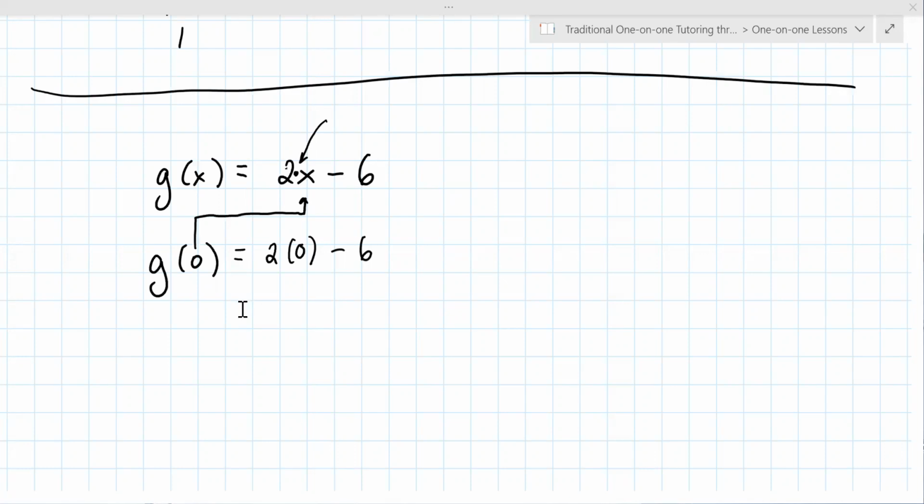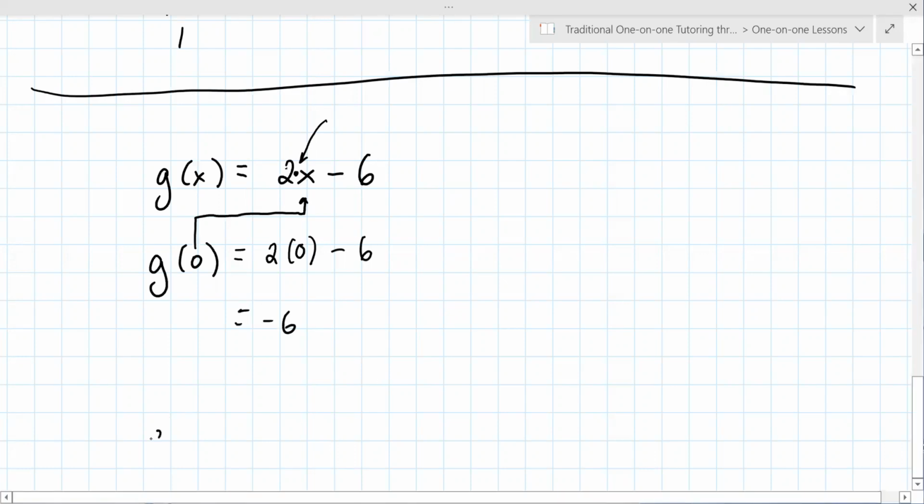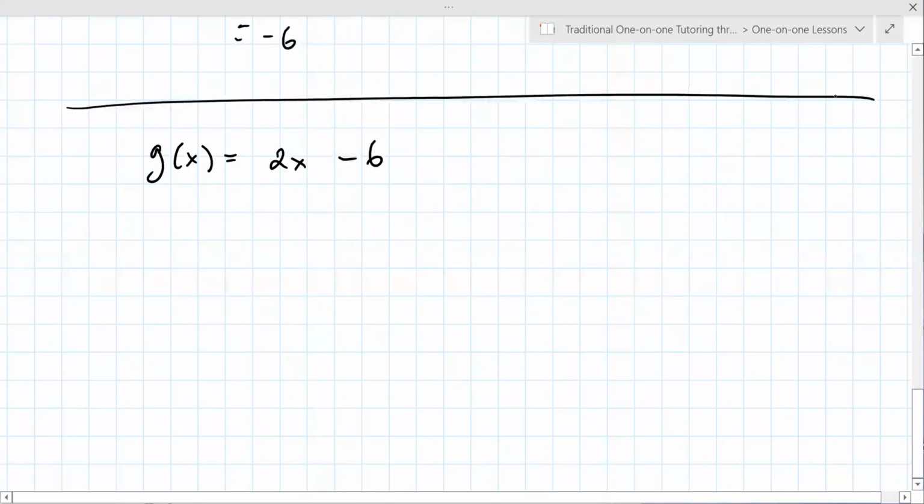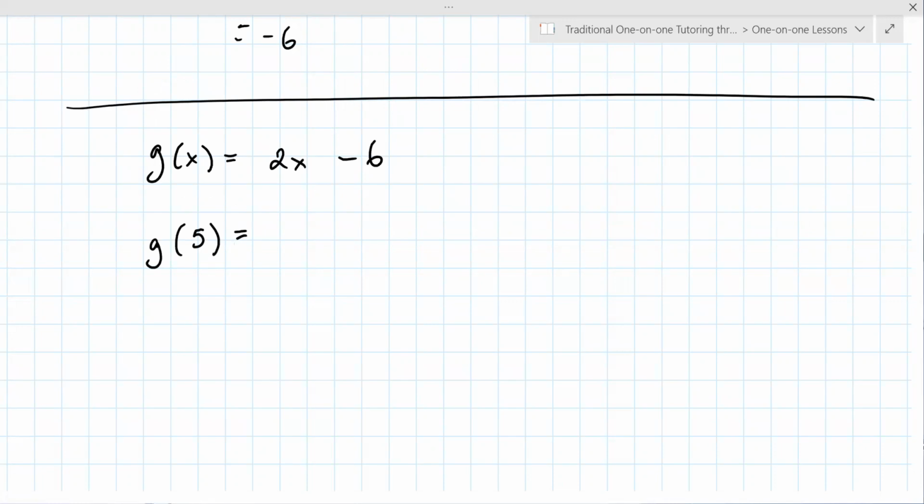Okay. So let's try another one here. Let's say again, g of x equals 2x minus 6. What is g of 5? Can you do that for me? G of 5? Yes. G of 5, that is going to be 2 times something minus 6, right? You're putting 5 in for x.